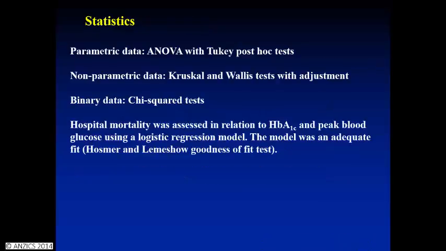Parametric and non-parametric data was analysed as appropriate, and we developed a logistic regression model with the interaction terms of HbA1c as a measure of chronic blood glucose control, peak blood glucose in the first 48 hours as a measure of acute glycemia, and hospital mortality. And the adequacy of this model was assessed by the Hosmer and Lemeshow goodness of fit test, which is a standard test to assess adequacy of logistic regression.